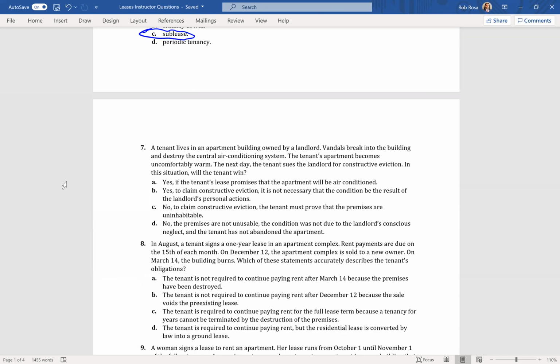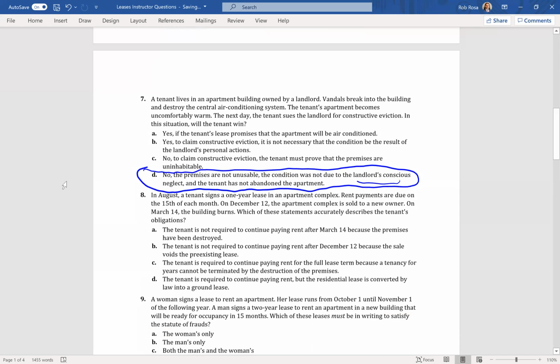D. No. I got D as in David. Right? D. The premises are not usable. The condition was not due to the landlord's conscious neglect, and the tenant has not abandoned the property. So the tenant's probably not going to win that one.